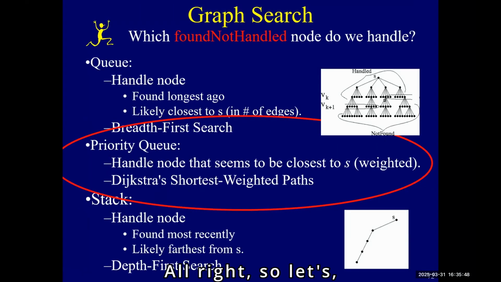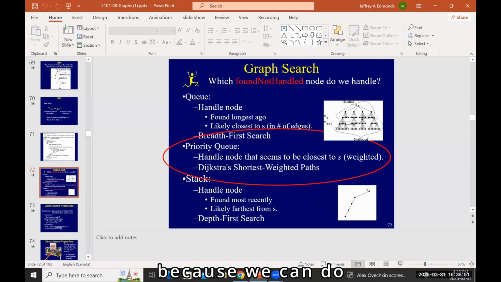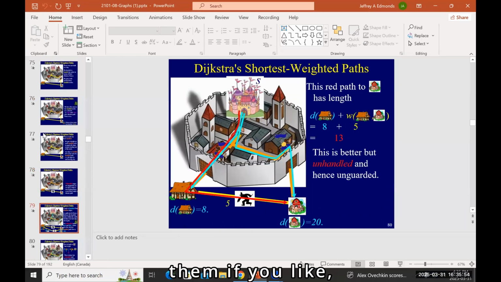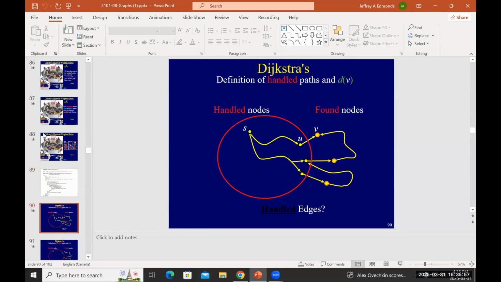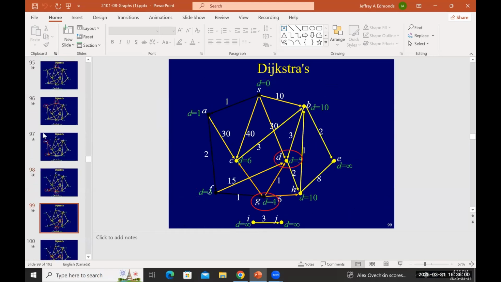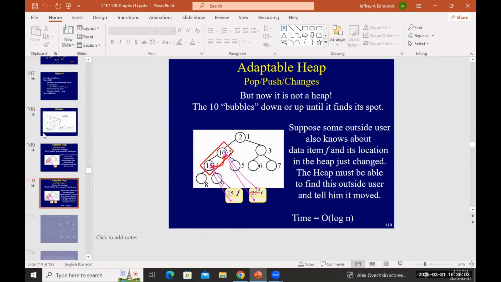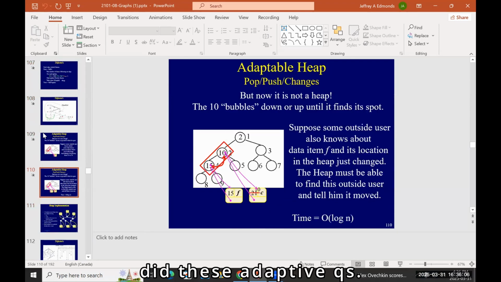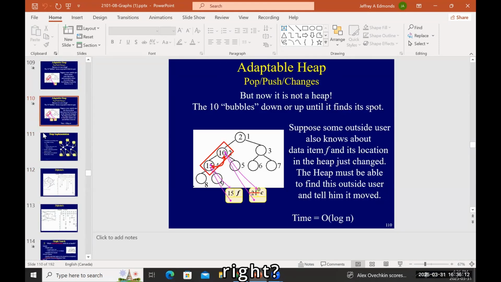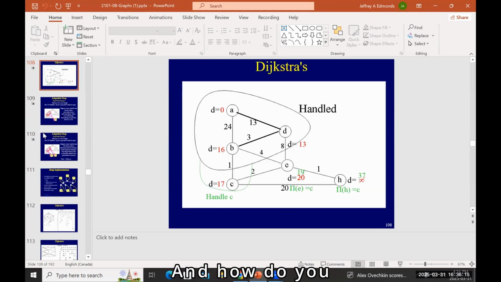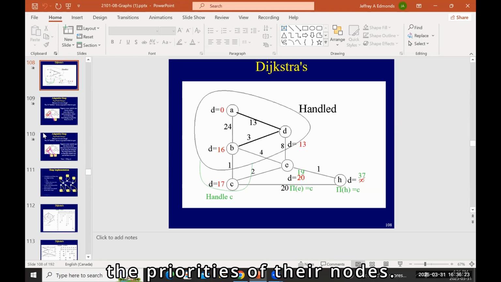All right, so let's skip priority queues because we can do them if you like, but it's harder. Oh, and then remember we did these adaptive queues. We did that for Dijkstra's algorithm, right? Because remember, it's a priority queue. And how do you store priority queues? You store them in a heap. And as you find new edges, you have to change the priorities of their nodes. So you update their priorities, and then things bubble up and down the heap, right?